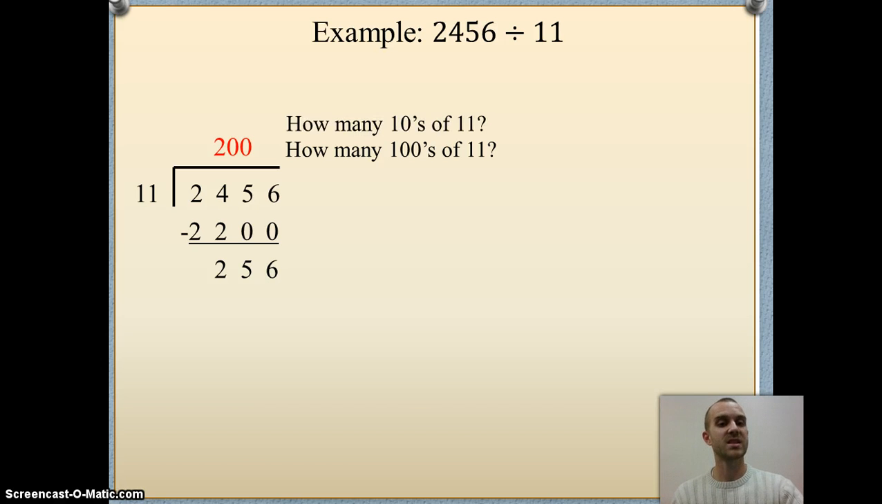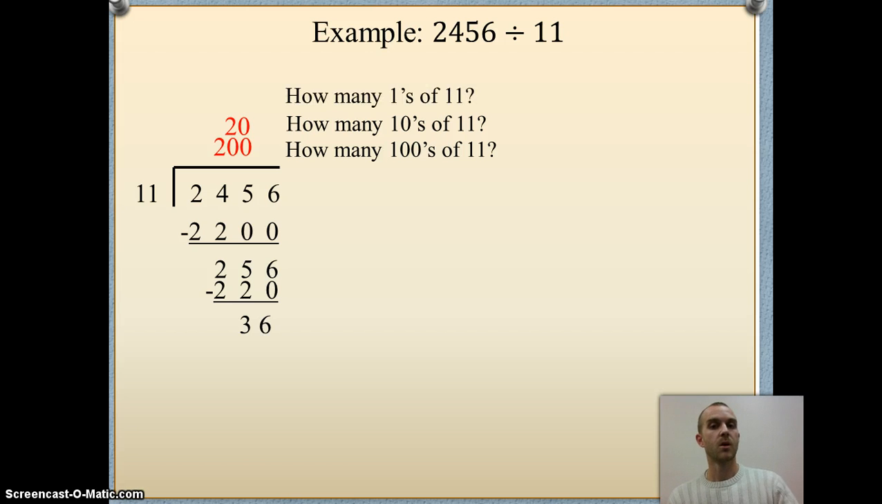Now I'm going to go through my tens. Can I do 10 times 11? Yes. Can I do 20 times 11? Yes. Can I do 30 times 11? No, because then I'm at 330, too high. So I'm going to pull 20 out. 256 minus 220 leaves me at 36.